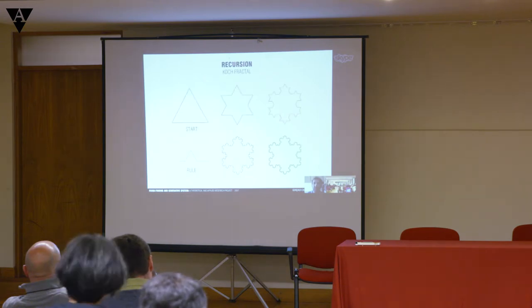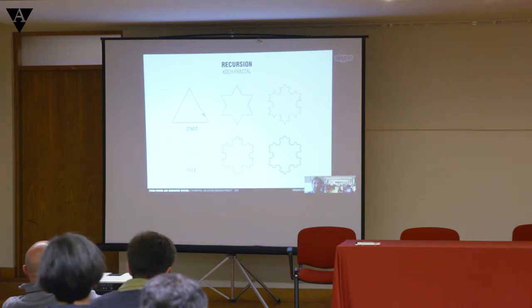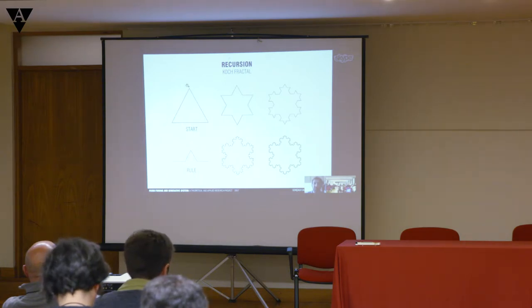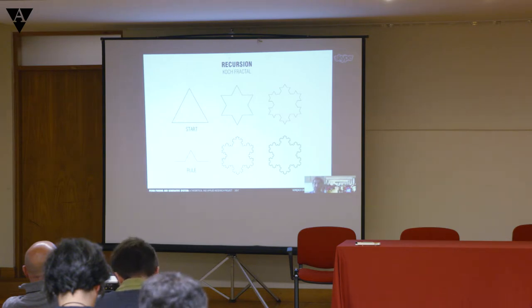This could be shown in a graphical way. For example, if we have this triangle, and we replace one of the sides with this spike shape, we'll get a star. Depending on how many times we replace this, we'll get a fractal motion, like the snowflake by Koch.